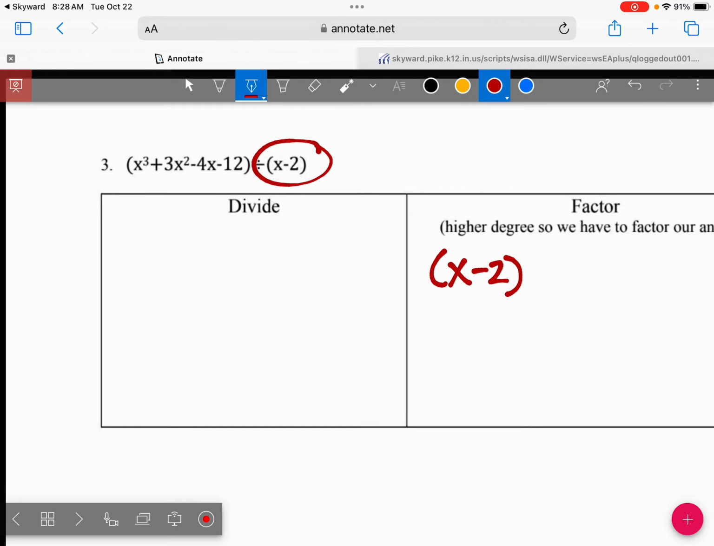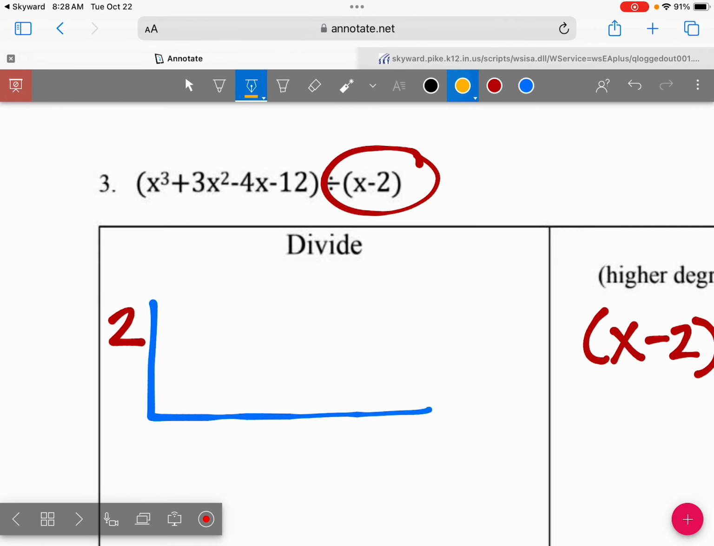Now let's set up synthetic division so we can find our last two factors. We're going to flip that L, take the x minus 2, set that equal to 0. So the number that we would get would be a positive 2. That would go here. And then we have our numbers. So our numbers would be, we got a 1.